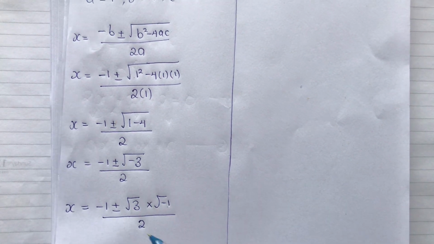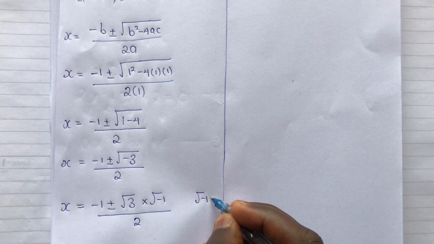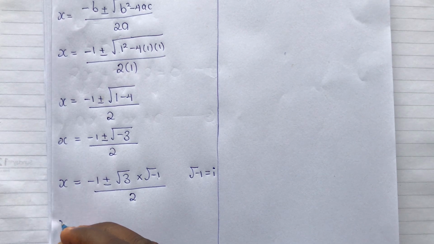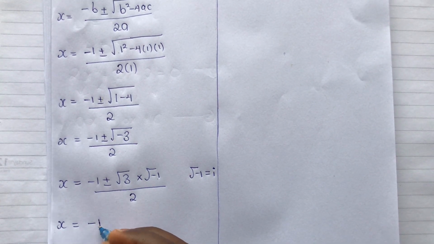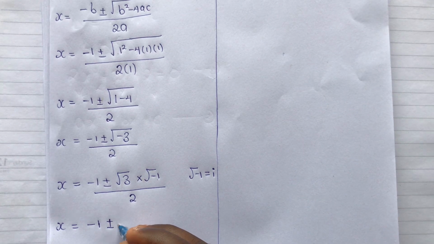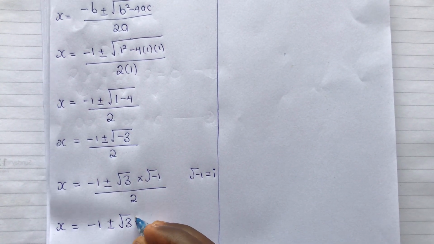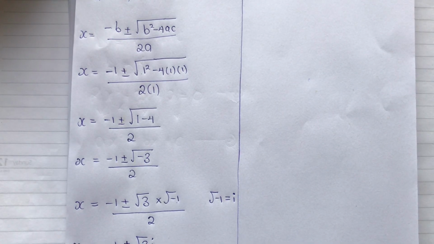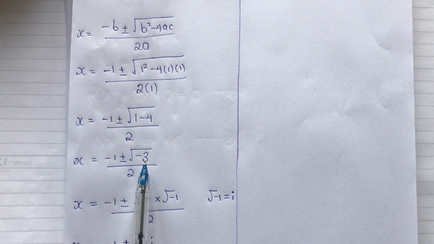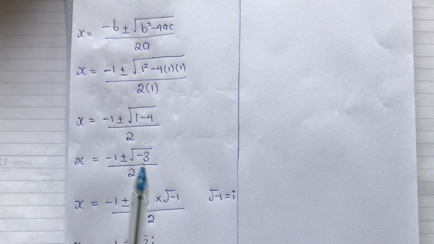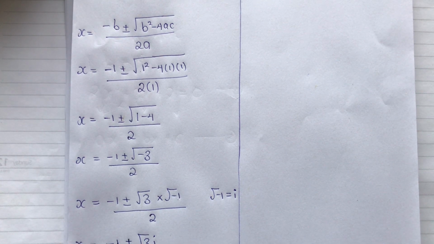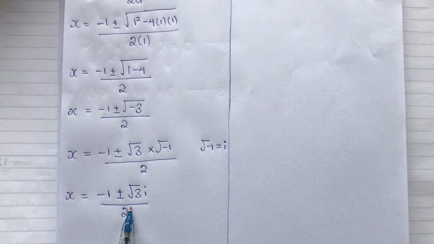All divided by 2. And I know that root of negative 1 is equal to i, which is what we call the imaginary unit. So I can say that x gives me minus 1 plus or minus root of 3 times i, all divided by 2. From the discriminant, we learned that if the value is less than 0, this is what we get. We will generate a negative value inside the square root, and the result will produce a complex root, and this is what we are getting.